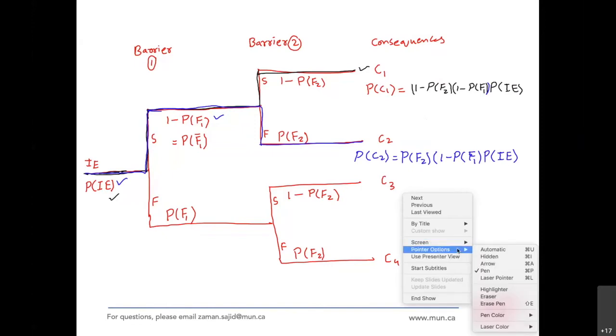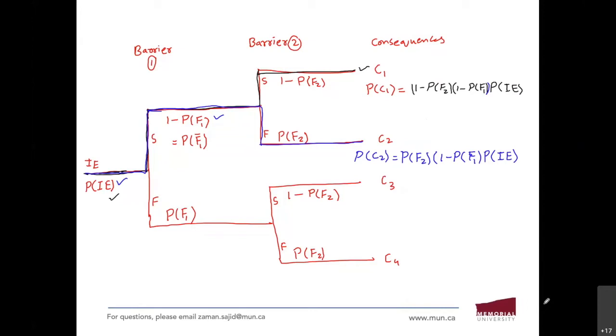Now, if I want to look for C3, let's take a different color. If I want to find out the probability for my C3, I start from here, and the first probability which is coming is 1 minus P of F2. Then I go here and see my next probability is P of F1. And you keep doing this with your initiating event probability, P of IE, multiplied by P of IE. So this is your probability for C3.